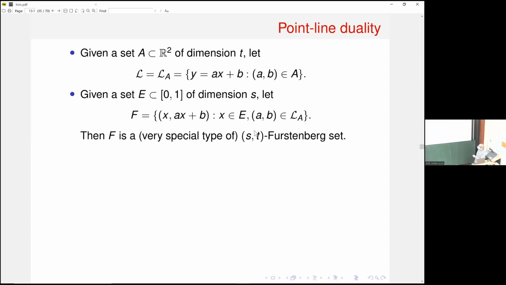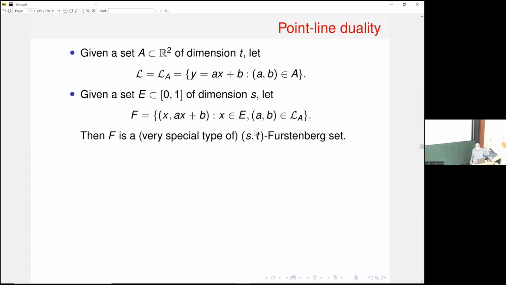Okay, and suppose we have a subset of the unit interval, a subset of R, but let's say of dimension S, and then I can construct the following Furstenberg set. But this is a very, very special class of Furstenberg sets. So this is by no means the most general possible Furstenberg set. On the opposite, it has an extremely rigid structure. Basically, it has the property that on every line we have the same set.